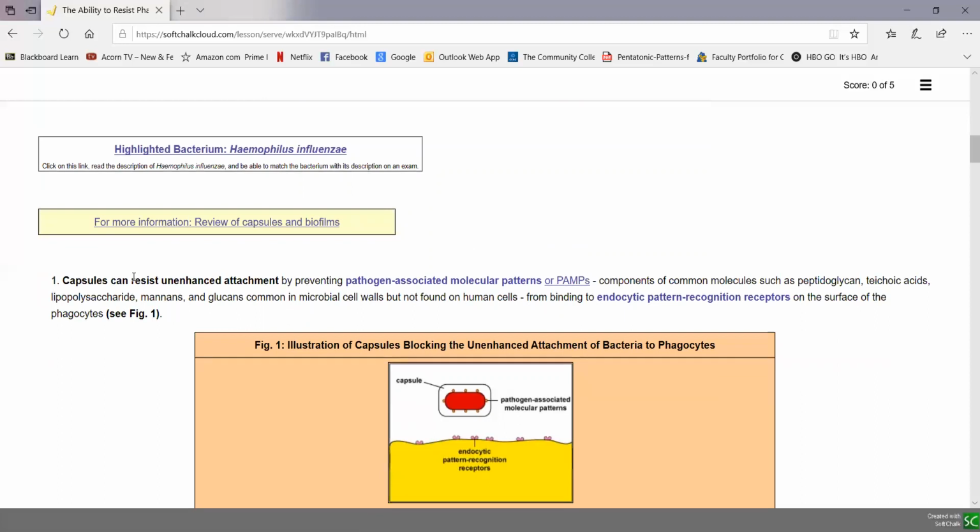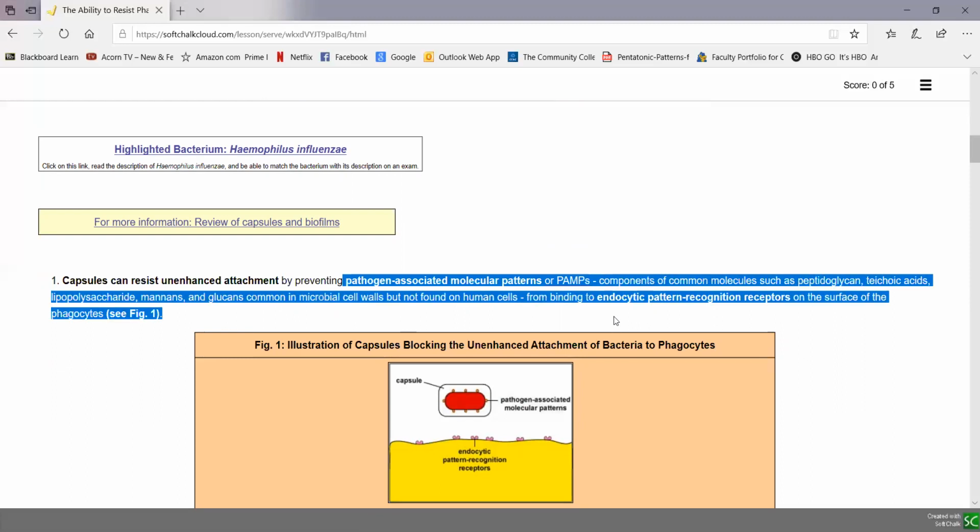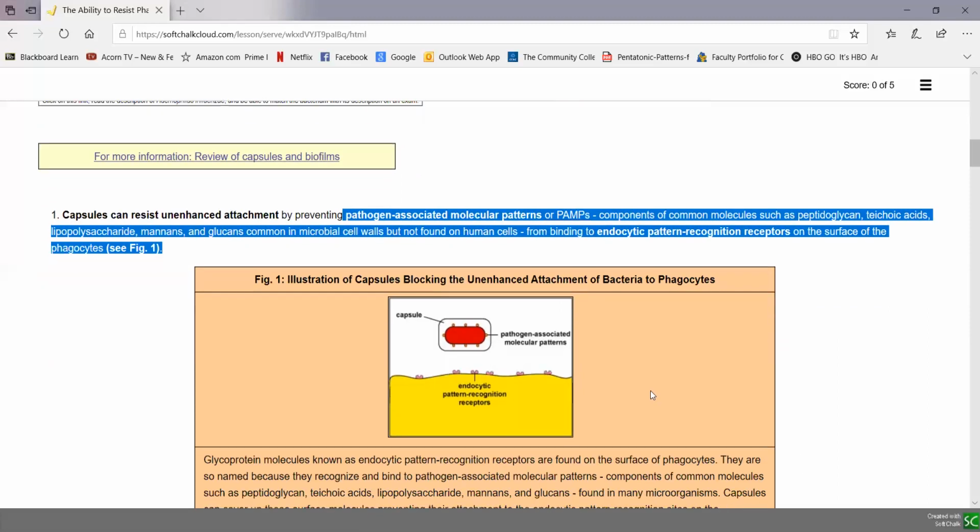So capsules, well, we learned back in Unit 1 that capsules resist unenhanced attachment. Capsules prevent PAMPs on the surface of the microbe from binding to endocytic pattern recognition receptors on the phagocyte. So again, if the capsule is thick enough and dense enough, it covers up the PAMPs on the surface of the bacteria, preventing the pathogen-associated molecular patterns or PAMPs on the microbe from binding to the endocytic pattern recognition receptors. And remember, PAMPs binding to endocytic PRRs is what we call unenhanced attachment. So capsules are blocking unenhanced attachment.